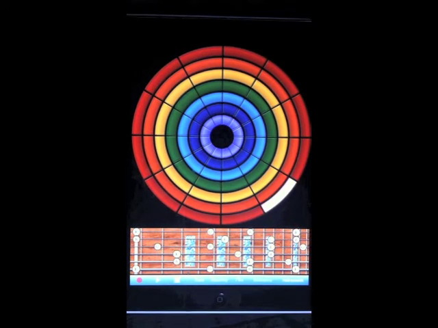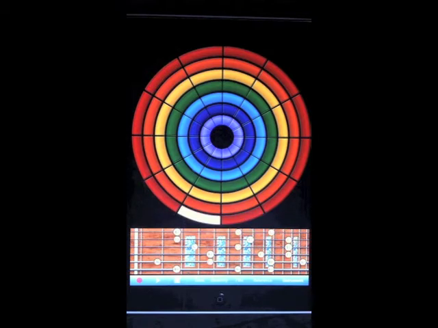This design is based on something called the circle of fifths. When you go around the circle in one direction, you're going in an interval called a fifth. And when you go around the other way, counterclockwise, you're going in an interval called a fourth. That's easy enough.